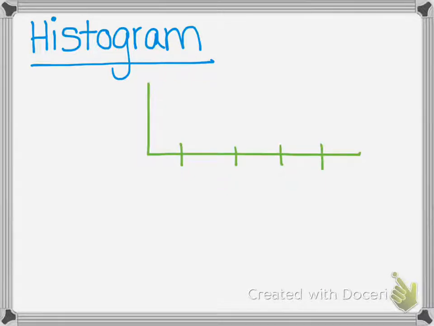A histogram is a way to represent data. It is very similar to a bar chart. However, instead of just the bars representing a value for the data that we are working with, on the x-axis we have, let's just say we label it and we count by tens.